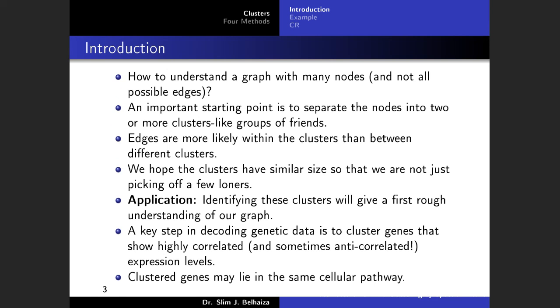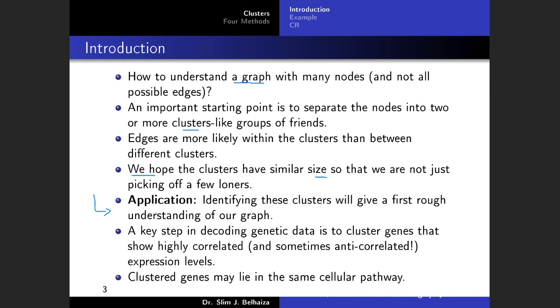So first of all, as an introduction, the main purpose is to understand a graph with many nodes and not all possible edges. An important starting point is to separate the nodes into what we call clusters, like groups of friends. And edges are more likely within the clusters than between different clusters. So what we hope for is that the clusters have similar size, so we are not just picking off a few loners.